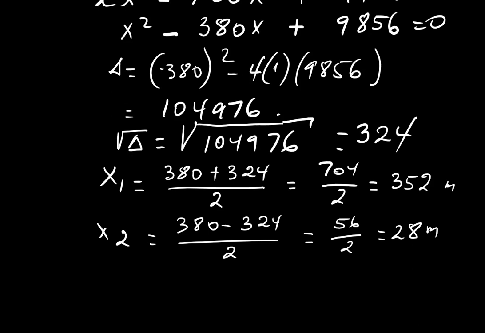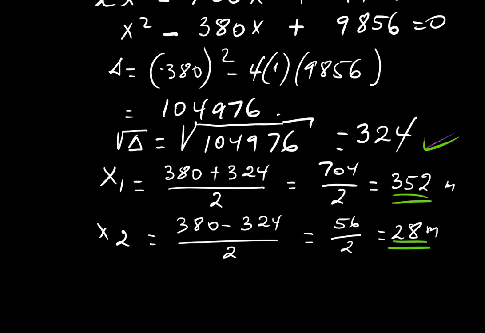They are big. You can practice to use your calculator to find that the square root of delta is equal to 324, and then the first x value is 352, and the second one is 28.